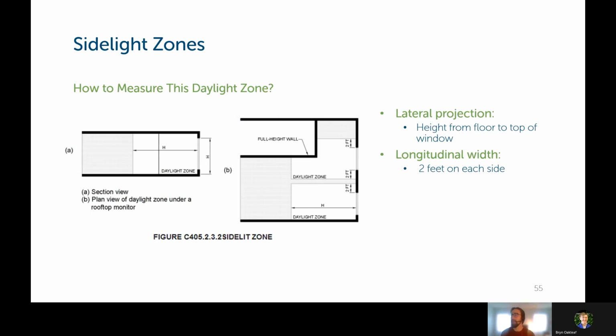So to calculate the daylight zone from windows, the lateral projection out is this distance h, which is the height from the floor to the top of that window. You would take that height and project that laterally out from the base of the window, and then, looking at the plan view, you would take 2 feet on either side of that window and project that out as well. So any light fixture that is within that daylight zone would need the daylighting controls associated with it.